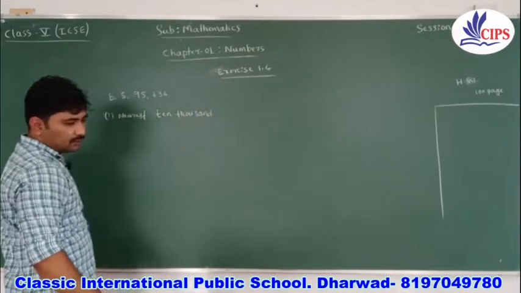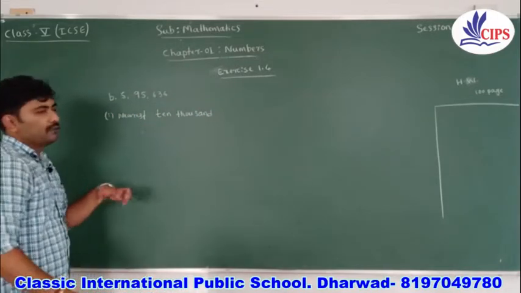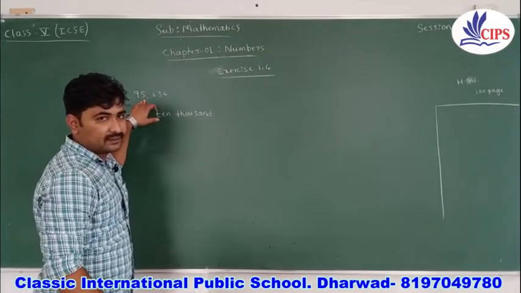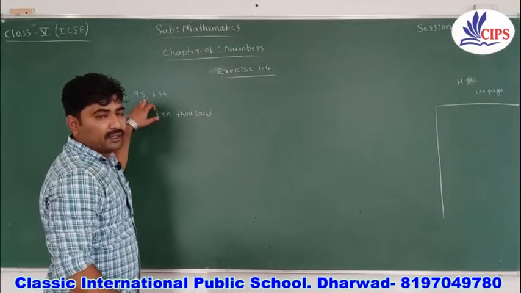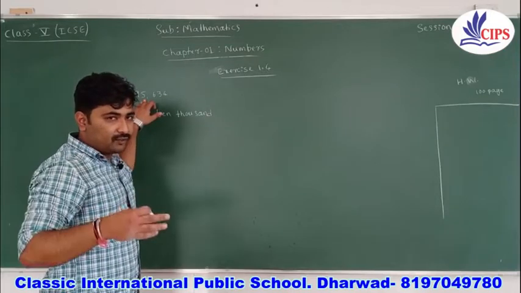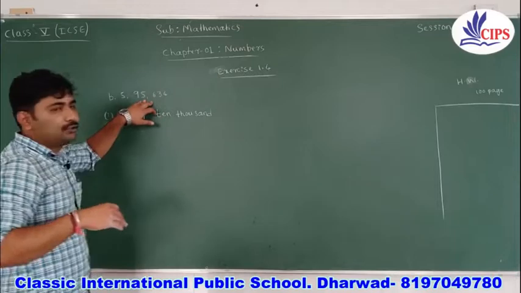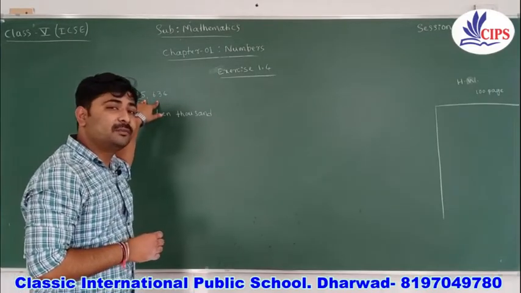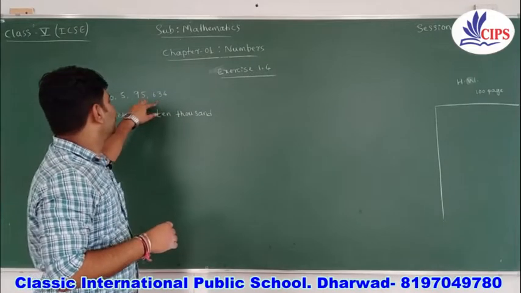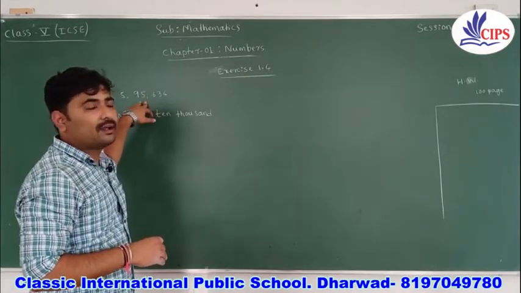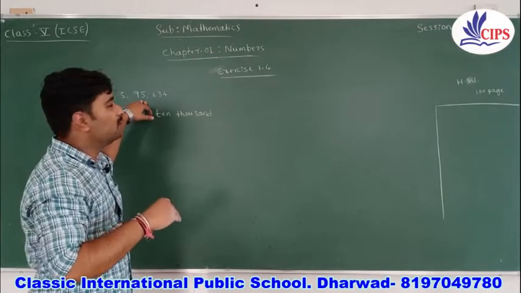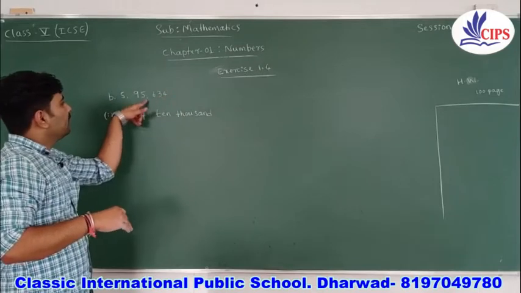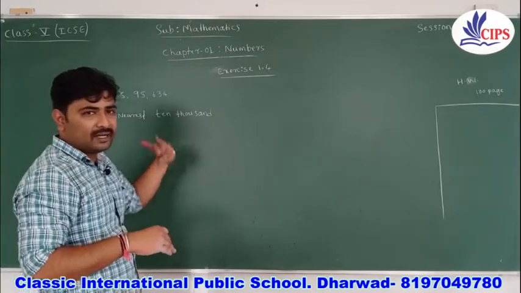So nearest 10,000, if you want to write the nearest 10,000, then you will consider its thousands place. See, the thousand place is 5. If you find 5, then the number is going to be rounded off to its highest multiple of 10,000. So the next, that means highest multiple of 95,635 will be 100,000, that means 1 lakh.